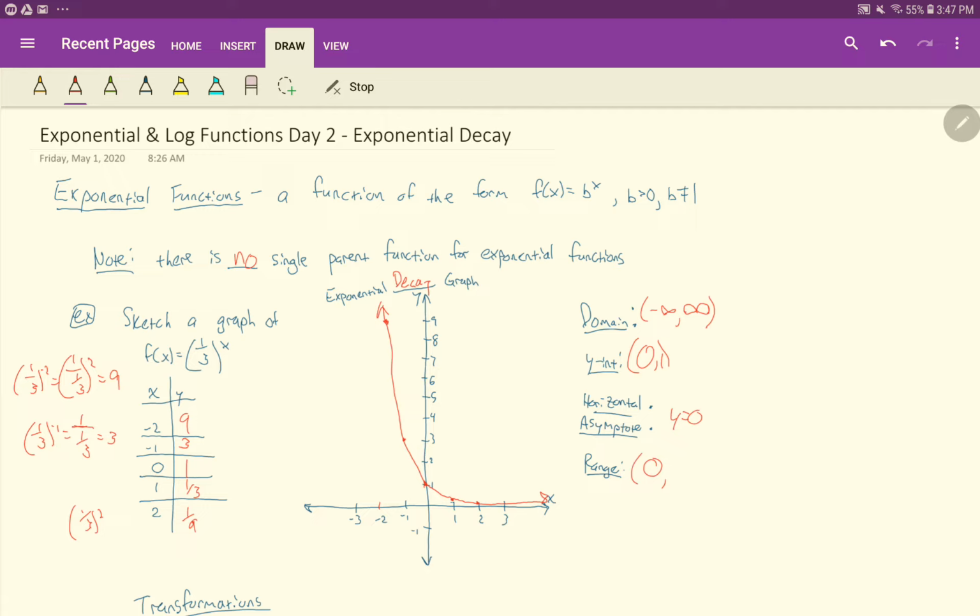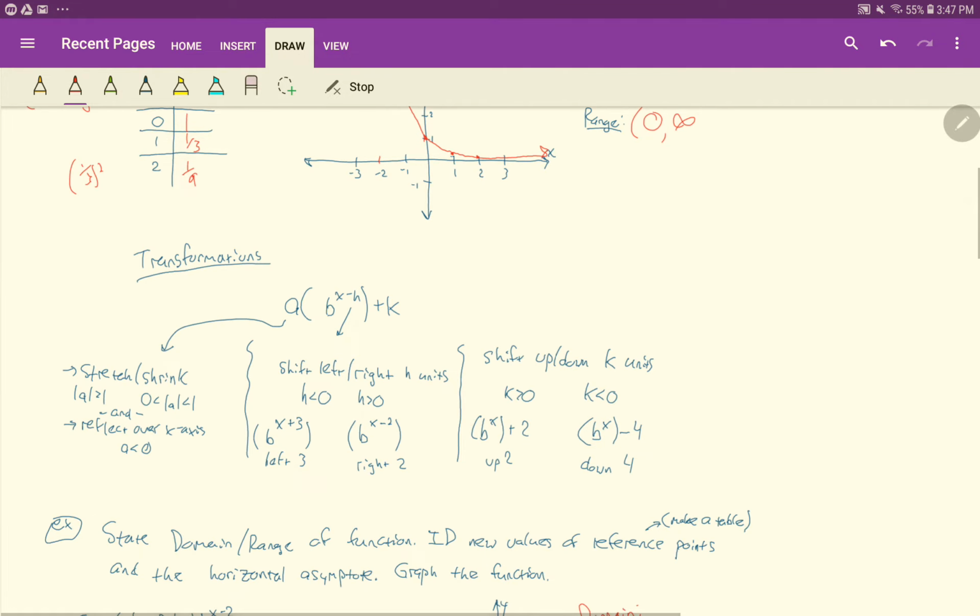Okay, we do not get to 0, right, because it's an asymptote there, and we go to infinity. Okay, so very similar kind of stuff to what we did yesterday. Likewise from yesterday, right? We also have transformations. Now, here's where the difference between growth and decay is, right?